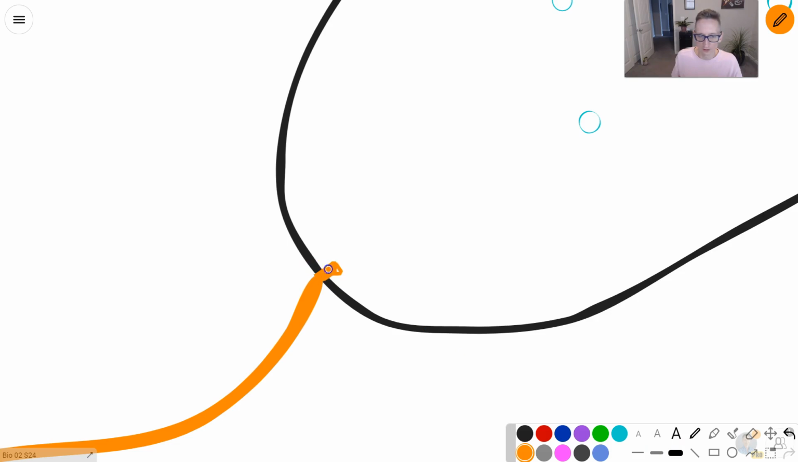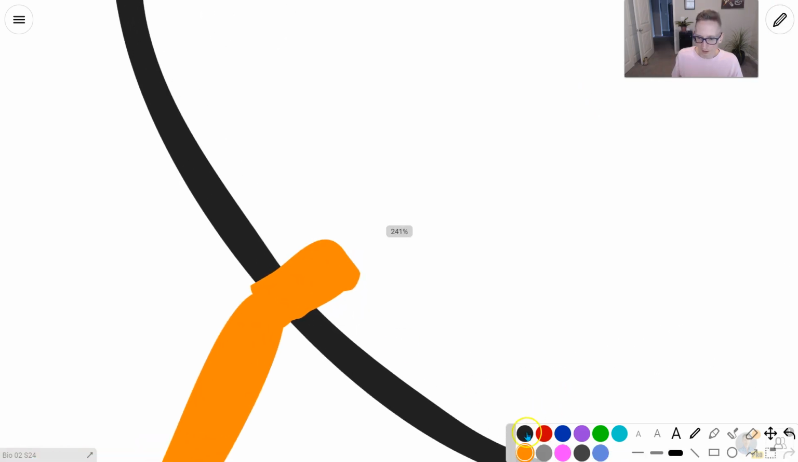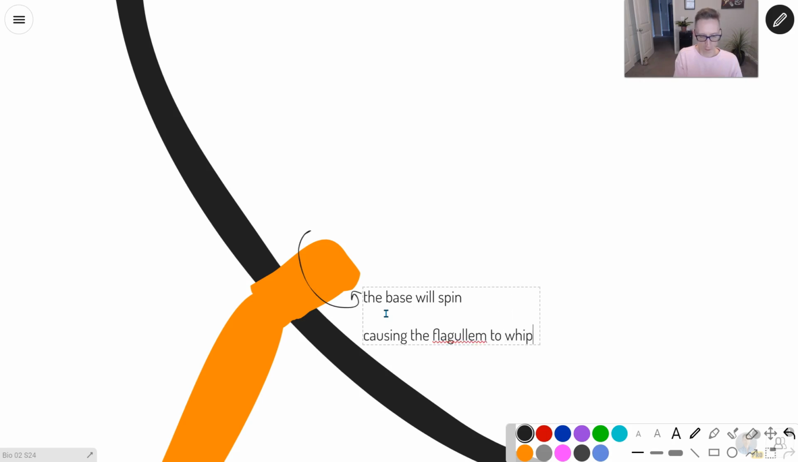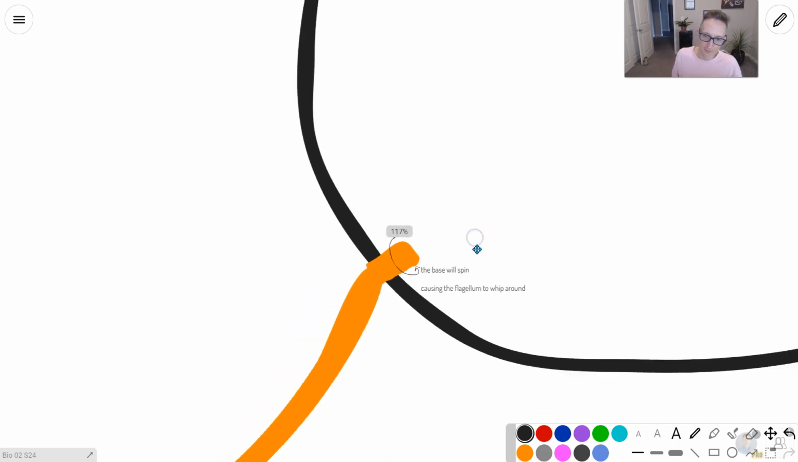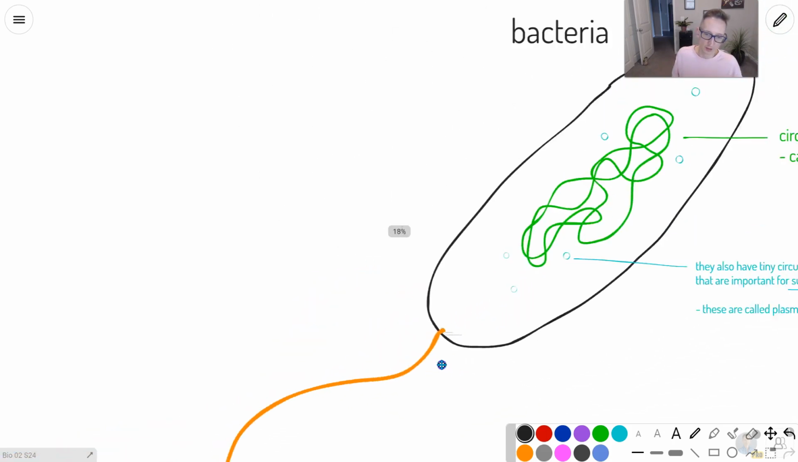like so. And then this base right here has a lot of cool machinery involved in it, and it will spin. The base will spin, causing the flagellum to whip around, and that's how they swim. Flagellum. All right, that's pretty cool.